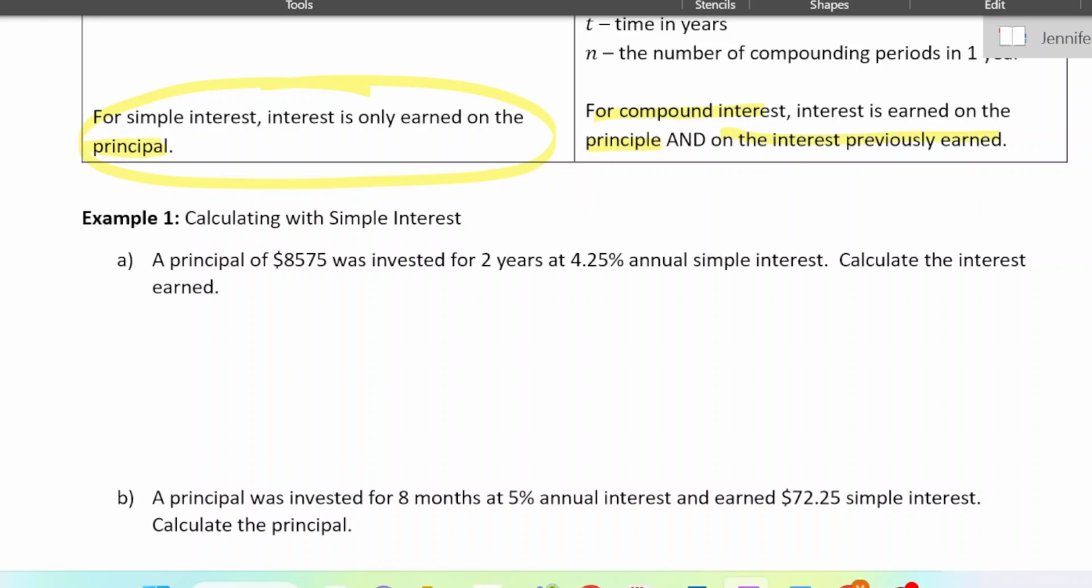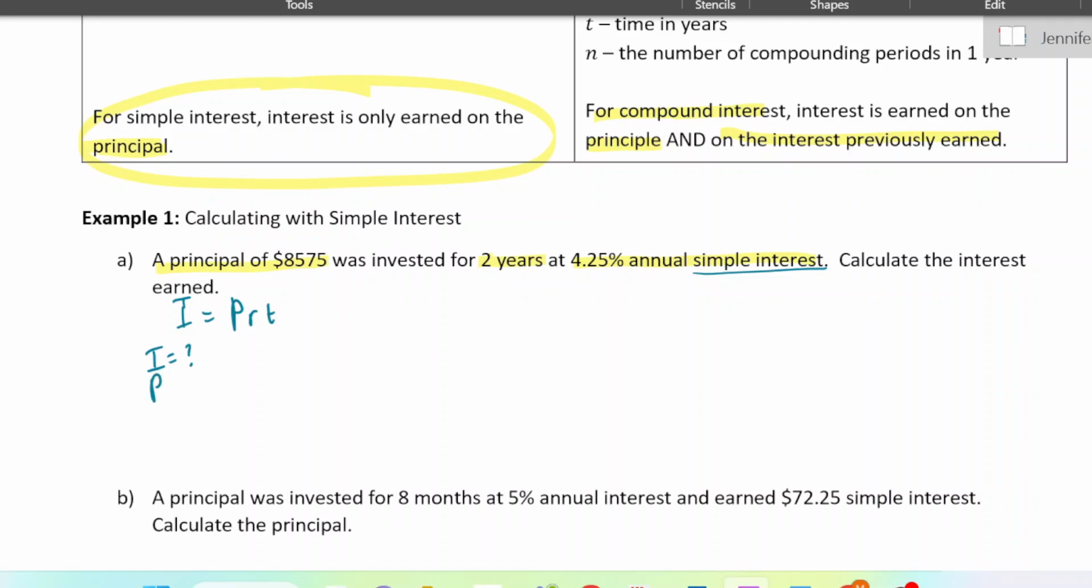Okay, so here we have a principal of $8,575 invested for 2 years at 4.25% annual simple interest. And here they say in the question simple interest, so we know to use the simple interest equation. We're going to calculate the interest earned. So I always start with just writing the equation down so I remember what all the letters are. So it's I equals PRT. So I is the interest. We don't know that. That's what we're trying to find.